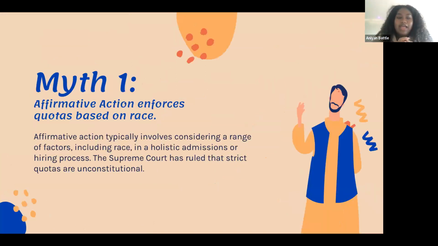So myth one is that affirmative action enforces quotas based on race. We already spoke about earlier how in the case of Bakke in 1978, the Supreme Court reinforced the idea that strict quotas are unconstitutional. So affirmative action does not have anything to do with quotas based on race. It typically involves considering a large range of factors, and race is just one of those. So it's a very holistic admissions process, or hiring process if this is about an employment opportunity. Race is just one part of that holistic view.